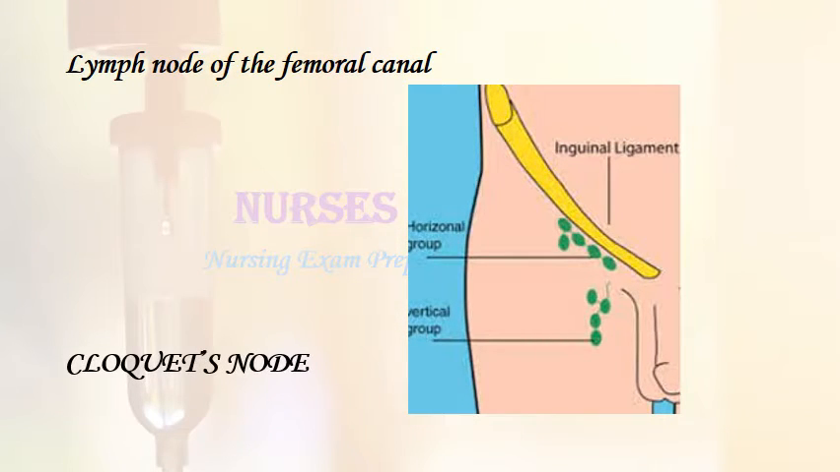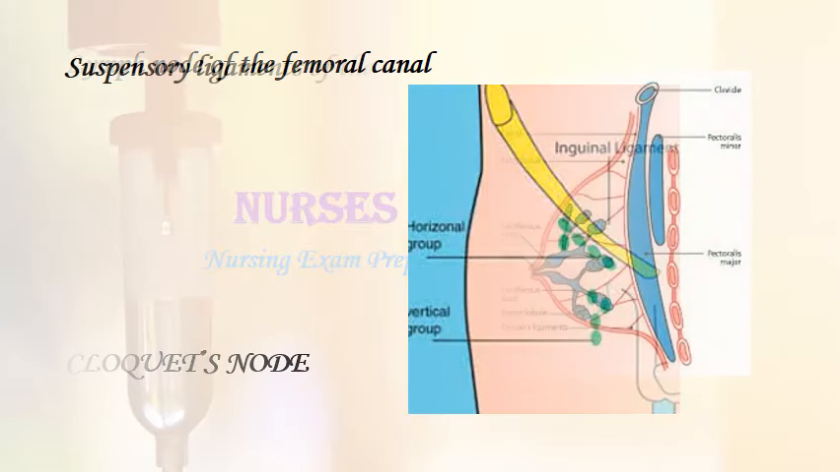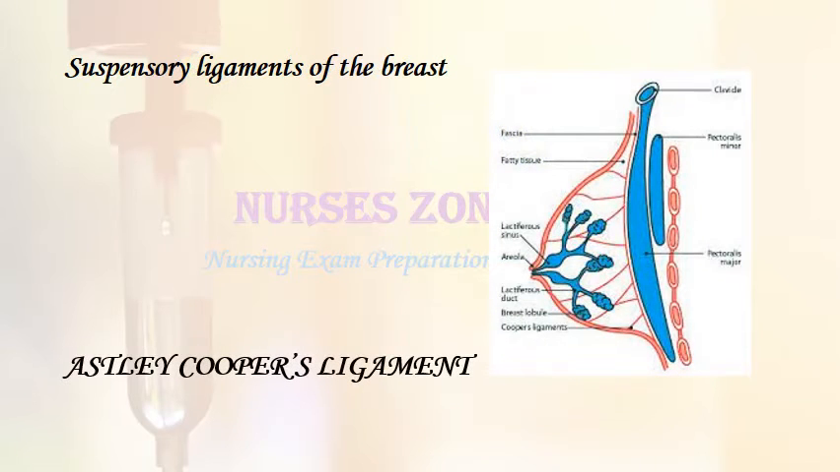Lymph node of the femoral canal: Cloquet's node. Suspensory ligaments of the breast: Astley Cooper's ligament.